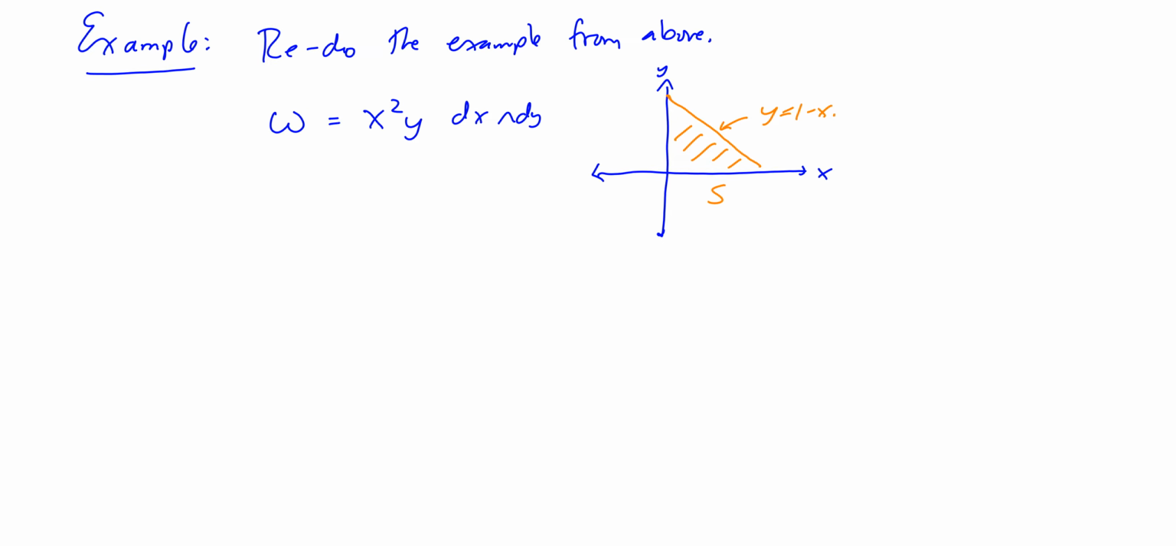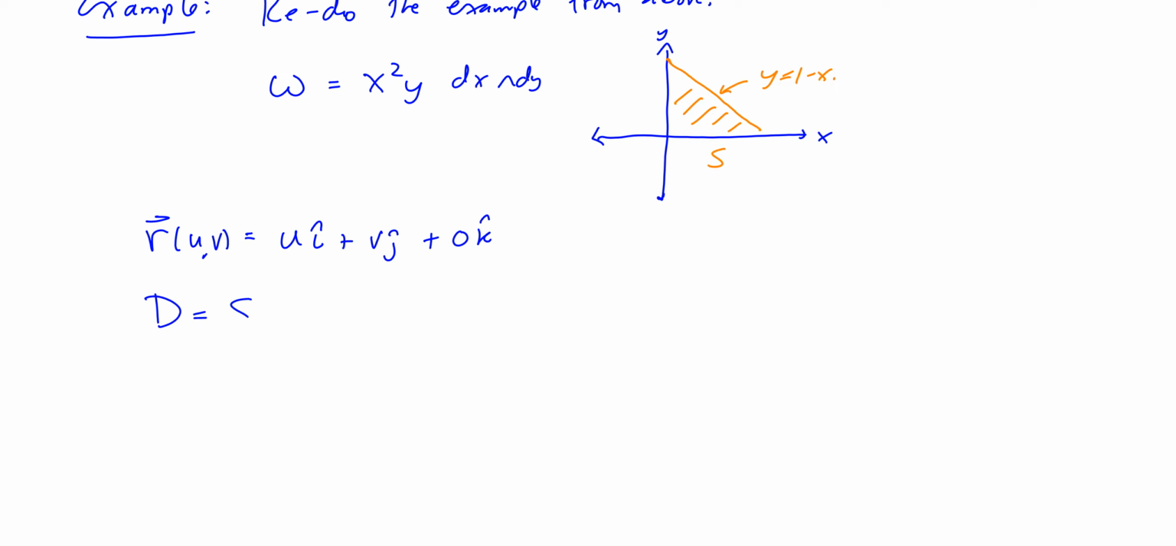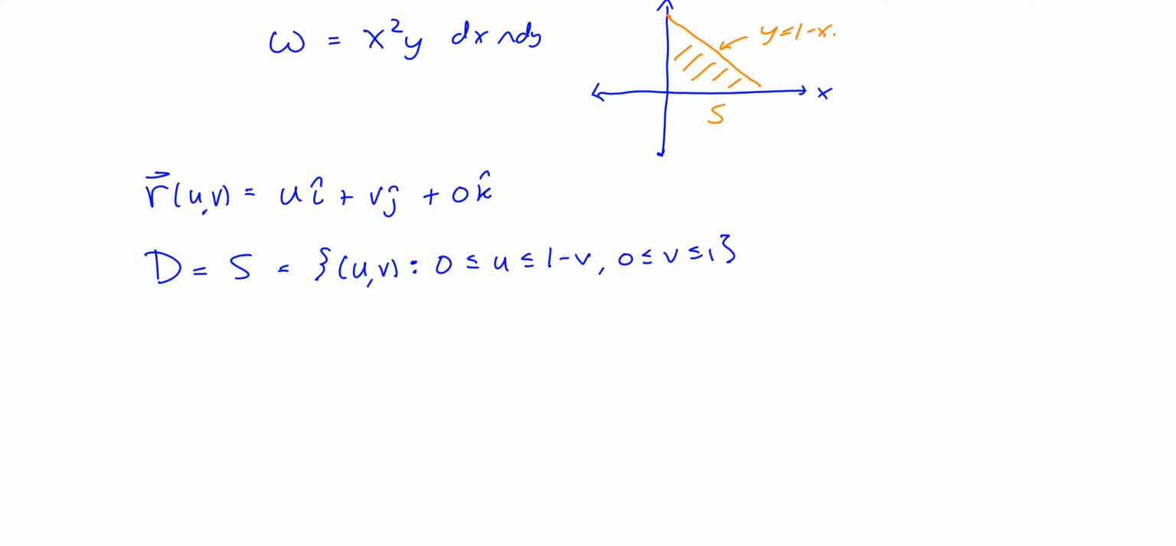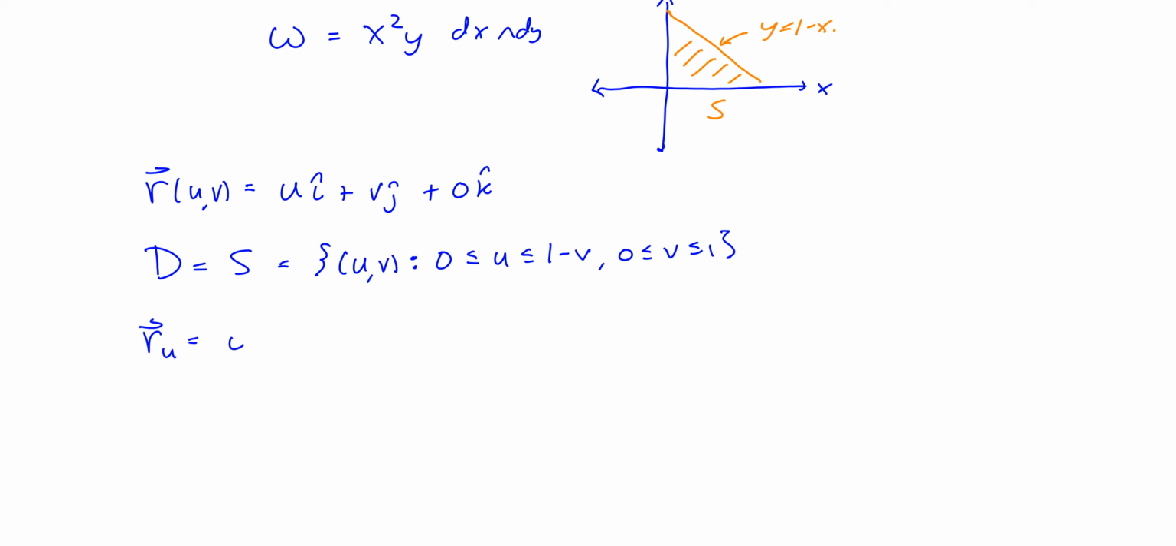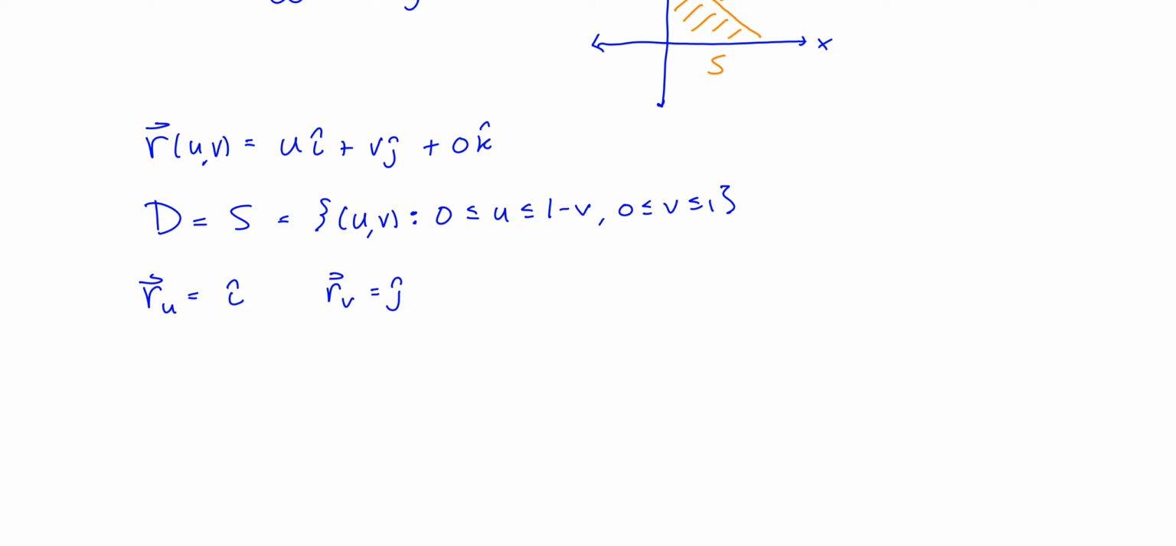So this is pretty easy to parameterize. We could just stick with x and y, but let's go ahead and make it so it looks like what we're used to. And then there's no k component, so this is just 0k. And then my region D is just S, which we could just write as uv, so that 0 is less than or equal to u is less than or equal to 1 minus v, and 0 is less than or equal to v is less than or equal to 1. Now, if we take our partial derivatives, R of u is just i, and R of v is just j, so that's pretty easy. So now, let's go through our steps.